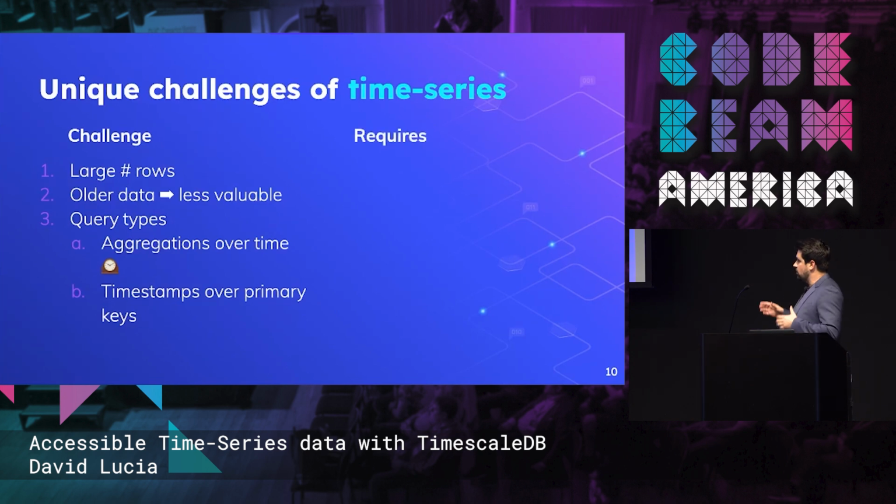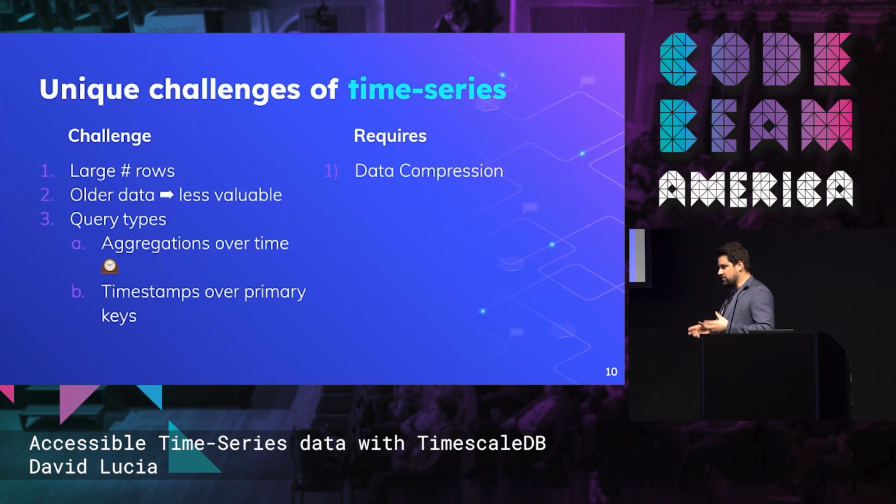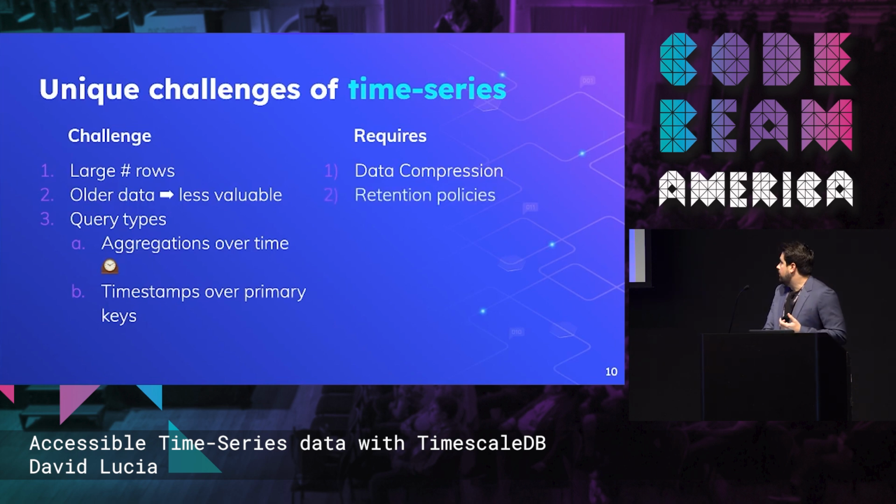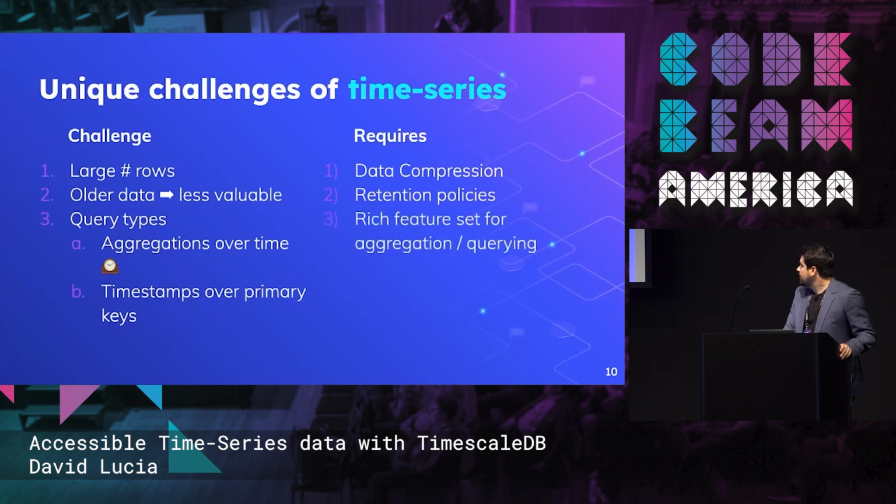So in order to solve the large number of rows, we need a solution for data compression so that we can shrink down the size of data that we're storing. Otherwise, we could end up with terabytes, petabytes of data. We need data retention policies. We don't really necessarily care about older data. We might care about the summary, but we don't want to keep holding data around that we don't need anymore. And in order to query time series data, we need a rich feature set for aggregation.